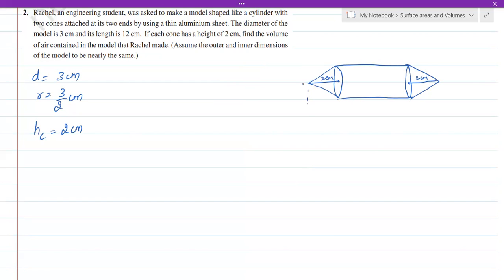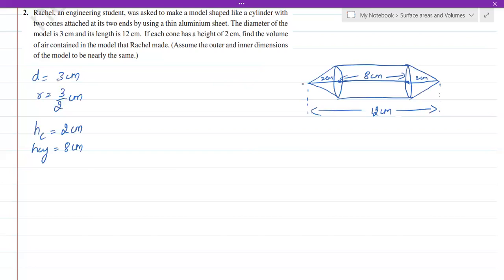And if you read the question, they have given the total length of the model to be 12 centimeter, which clearly says that the height of the cylinder will be how much? 8 centimeter, isn't it? Left side 2 centimeter, right side 2 centimeter if you leave it, so the left out height will be the height of the cylinder, that is 8 centimeter. HCY, the height of the cylinder, is 8 centimeter.